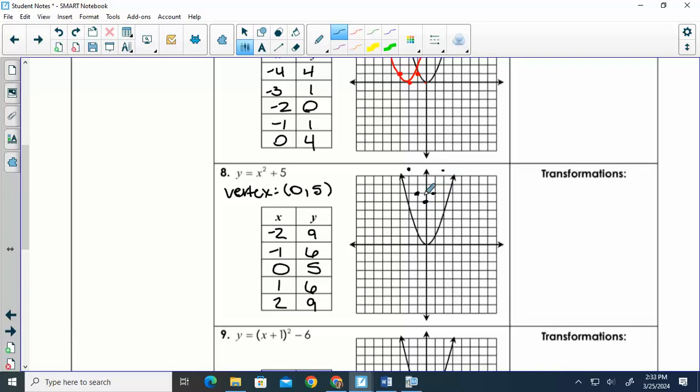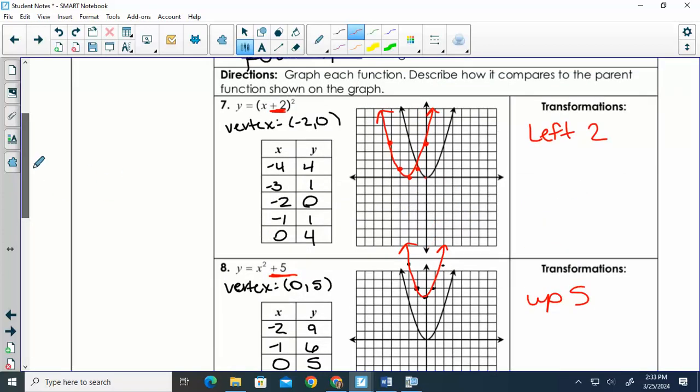So how did this graph move? It went up. How much did it move up? 5. What part of the equation do you think made it move up 5? The plus 5. So we saw when we added a 2 on the inside, that moved it to the left. When I added 5 on the outside, that moved it up.